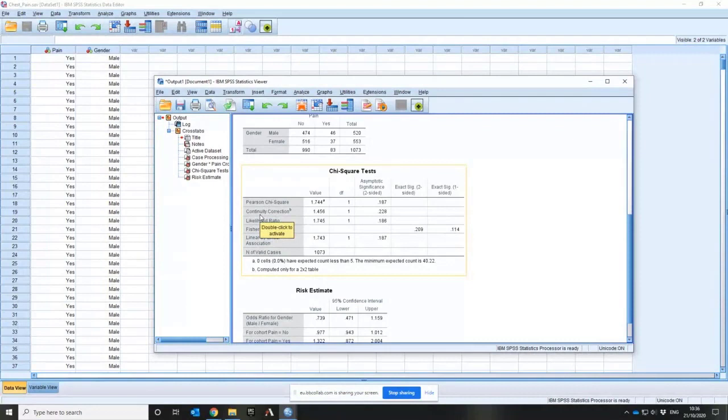Sometimes you might find that your particular field or area prefers to use likelihood rather than chi-squared, because likelihood is a more modern method. In this case, the test statistic is 1.745 and the p-value is 0.186, so the conclusion is exactly the same.